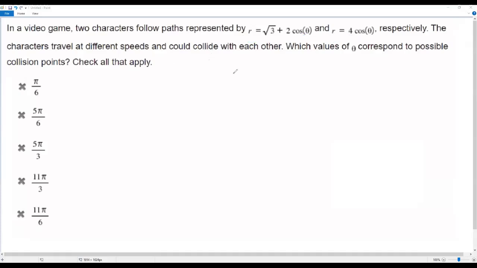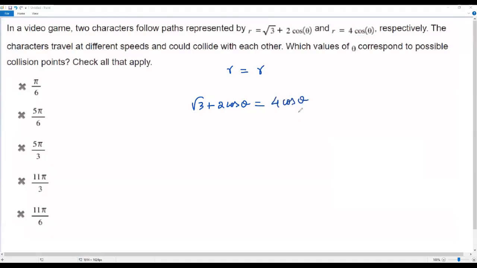Okay, now let's solve the given two polar equations. For that, I have to write r equals r. So we can get the first r from the first polar equation: square root of 3 plus 2 times cosine theta. For the r on the left side, we plug in this from the first polar equation. And for the r on the right side, we plug in the stuff from the second polar equation, 4 cosine theta.